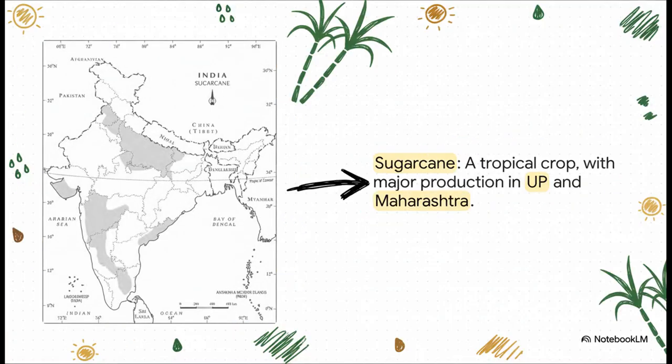And now for something sweet, sugarcane. It's a thirsty tropical crop. And the two major producing regions, as you can clearly see, are the plains of Uttar Pradesh and the fields of Maharashtra.